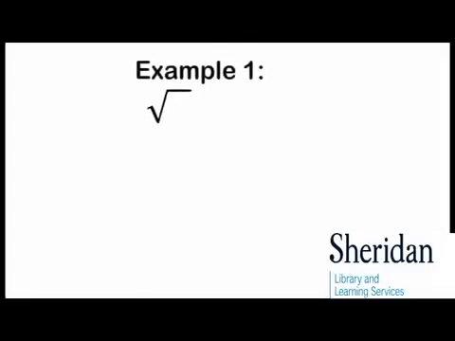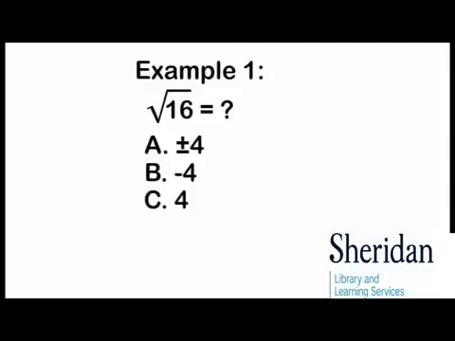Example 1. What is the square root of 16? Choice A is plus minus 4. Choice B is minus 4. Choice C is 4. Choice D is none. The correct answer is choice C.